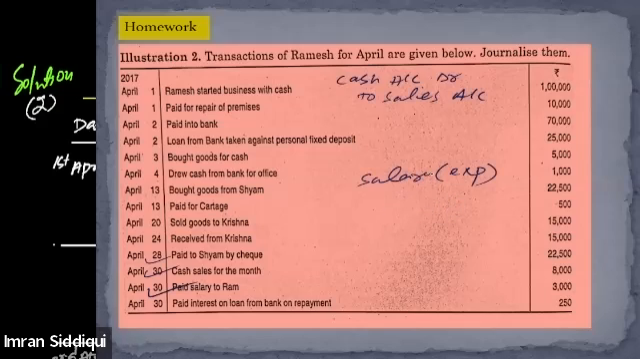Salary paid, so expense is rising and cash is reducing. So the general entry for this will be salary account debit to cash account. Perfect, very good. Salary account debit to cash account. This will be the general entry.